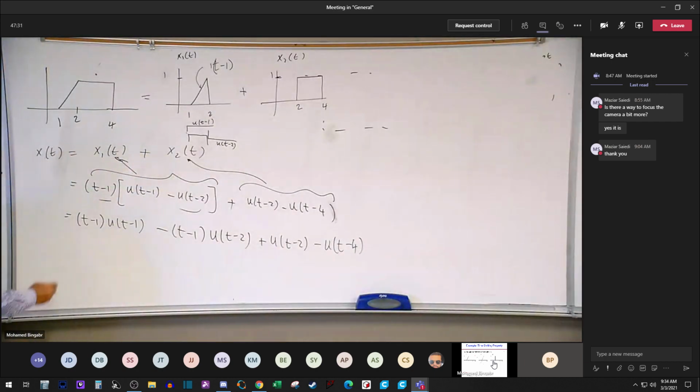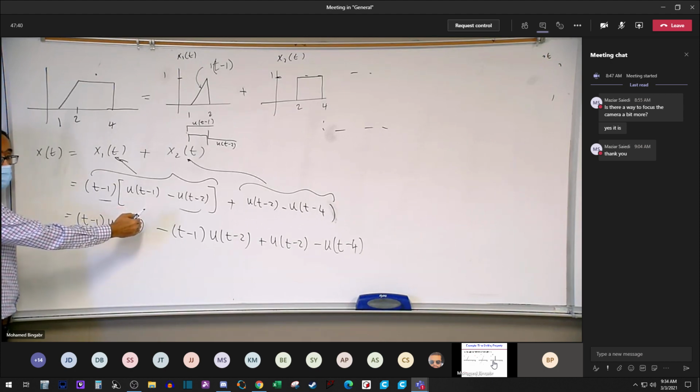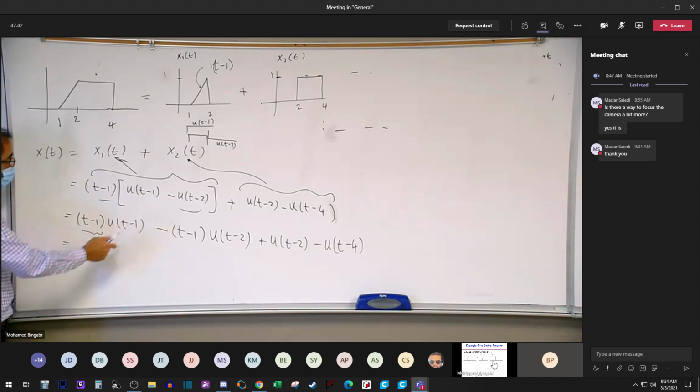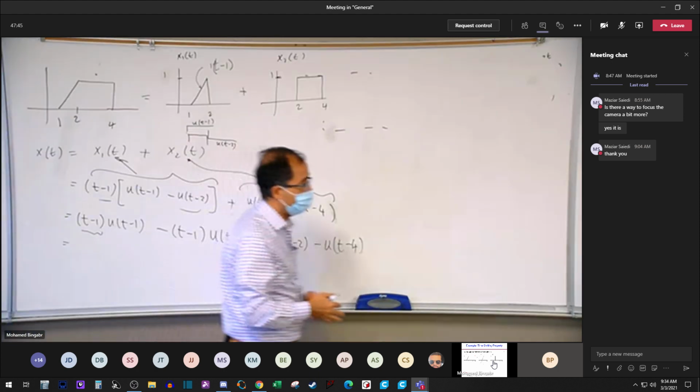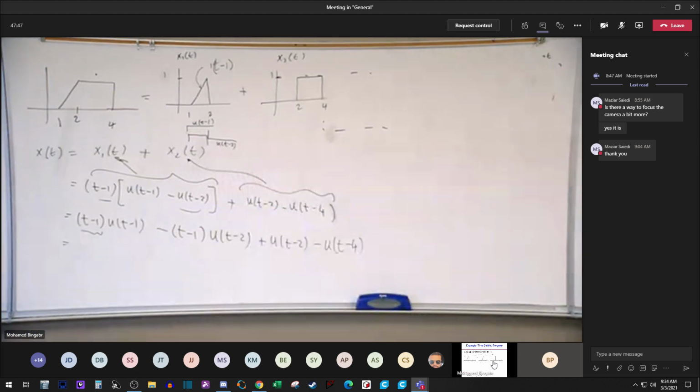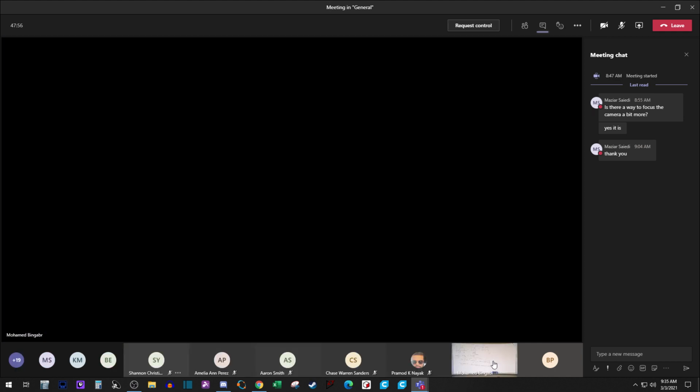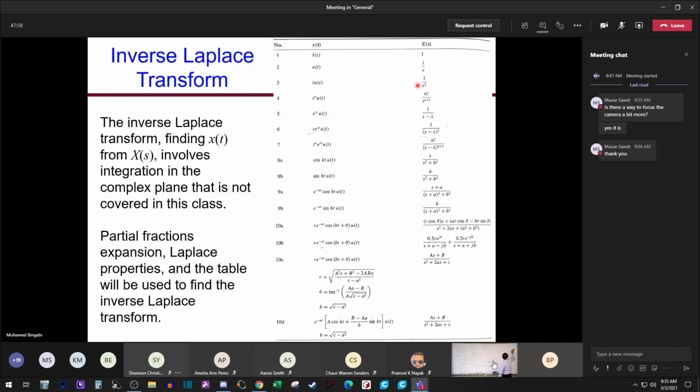Okay. Here I have no problem, because I can think of this as a signal x of t and this is u of t, and both of them are shifted 1 unit. So I can go back to the table, and I will use this property. T u of t is 1 over s squared.